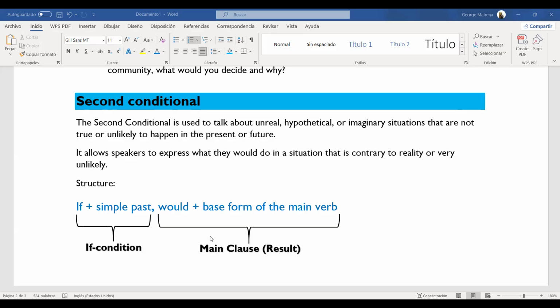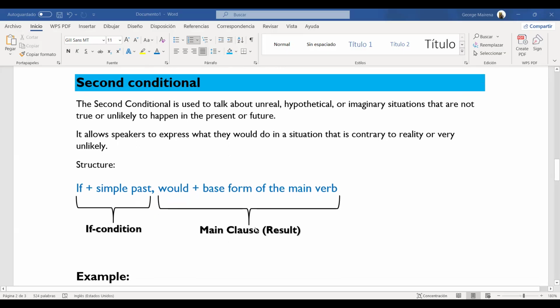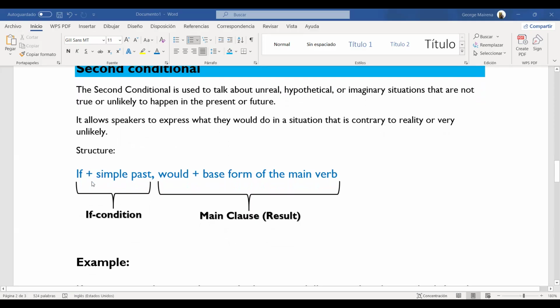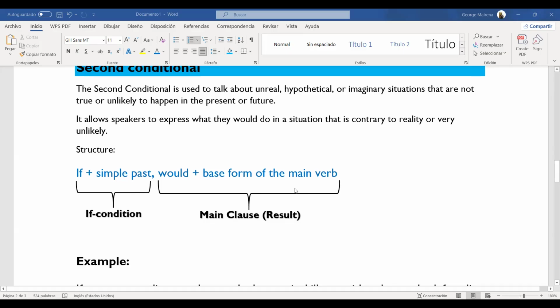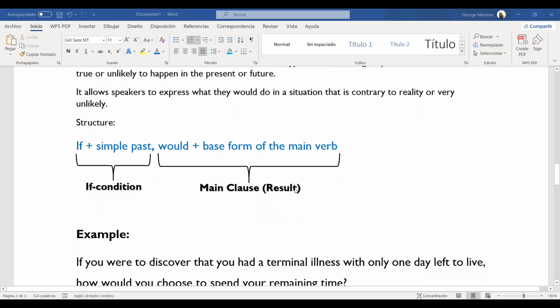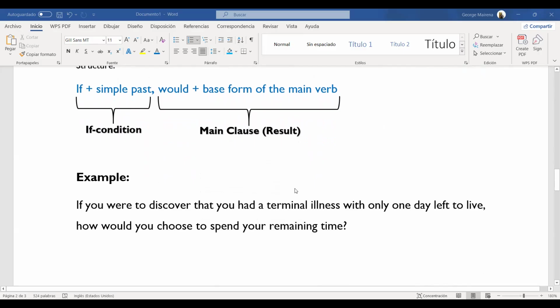So the structure, folks, that we have here: in the if condition, we use the hypothetical if, plus the simple past. So when I say simple past, we need to write a complete sentence with this grammar tense. And then in the main clause, or result, we have would plus the base form of the verb. So we have the two elements that compose a conditional, whatever conditional. Here we have the second one.